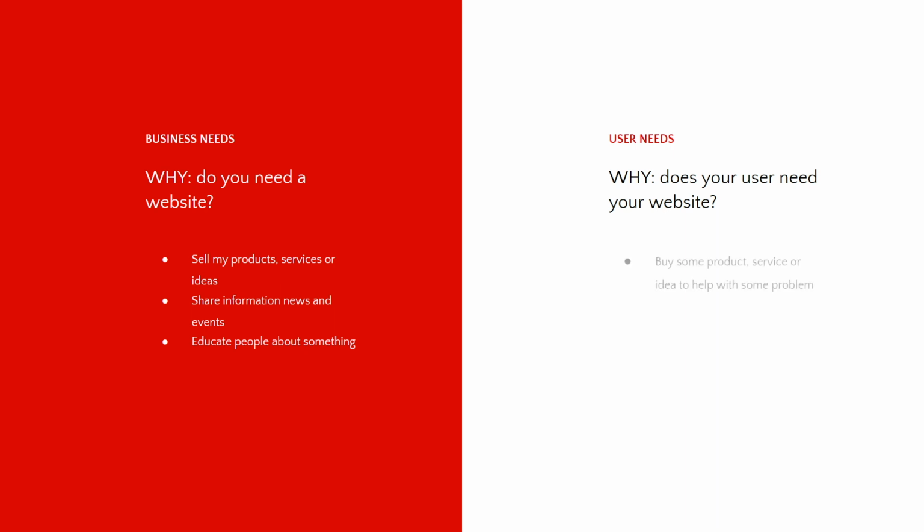The types of needs that your users might have are pretty similar. They might want to buy a product or service or idea to help them solve a problem. They might want to keep up to date with something they're interested in. As you can see, business needs and user needs are pretty aligned. So what we look to do is combine these and create what we call a need statement.